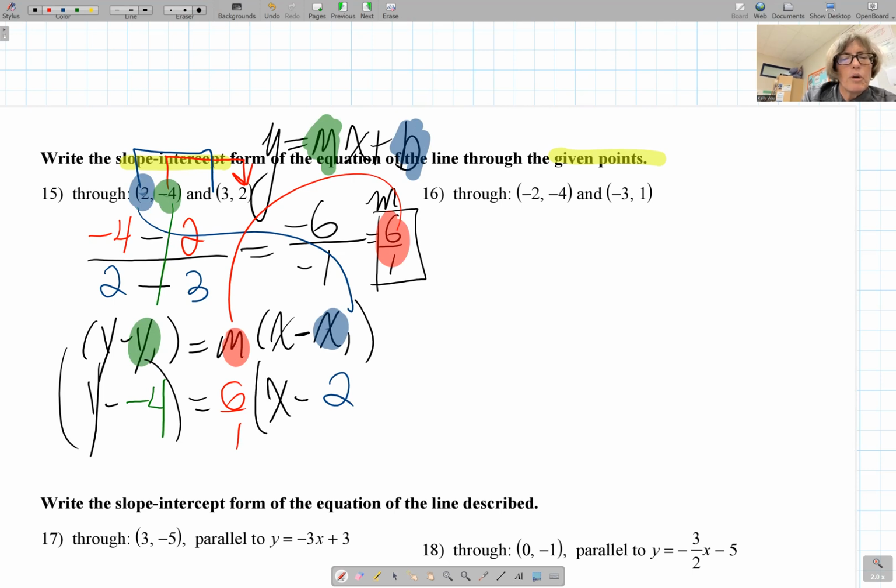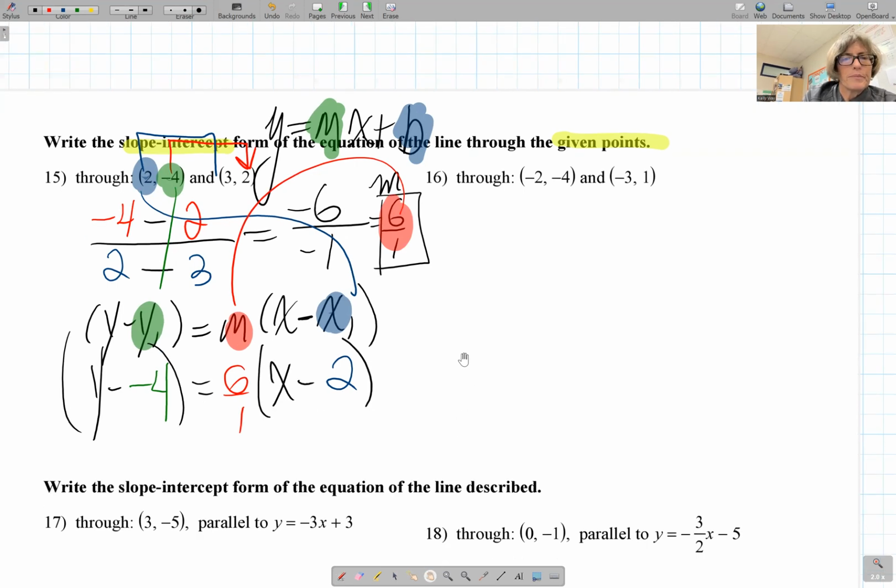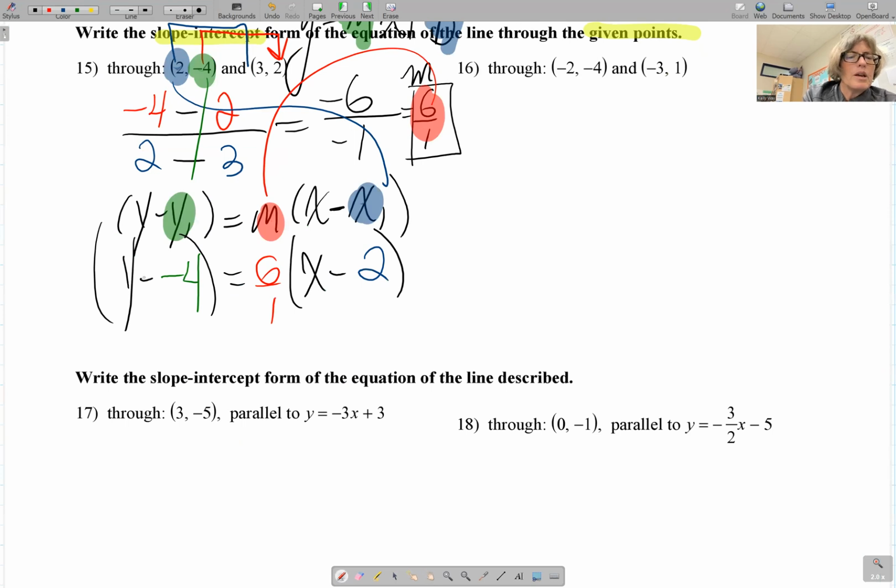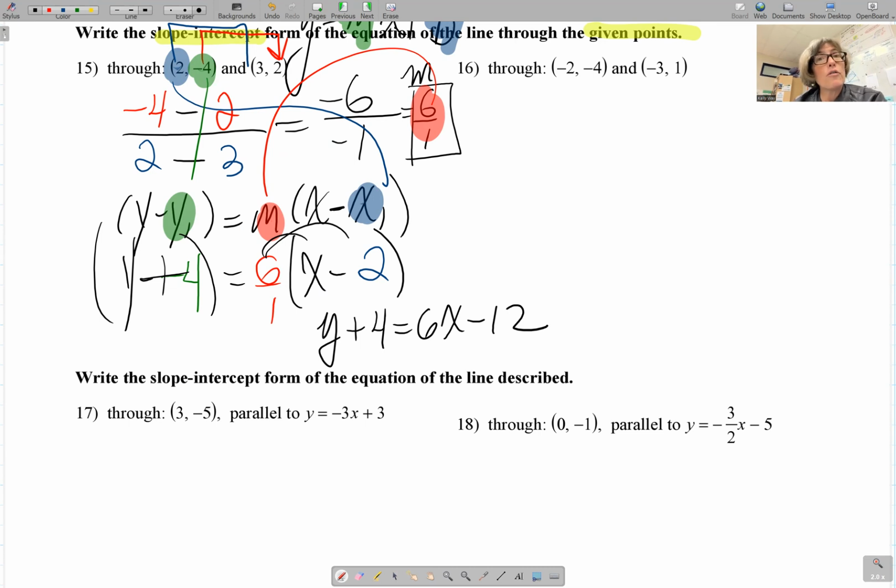Bring down the equation around it. Double negative makes a positive. I'm going to distribute. So I end up with y plus 4 equals 6x minus 12. You're going to finish that and get that to y equals mx plus b.